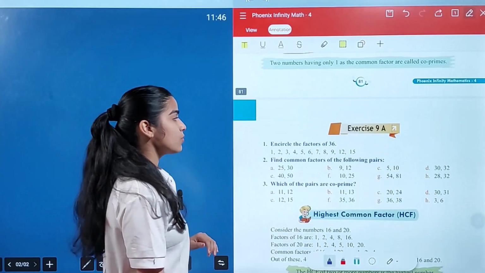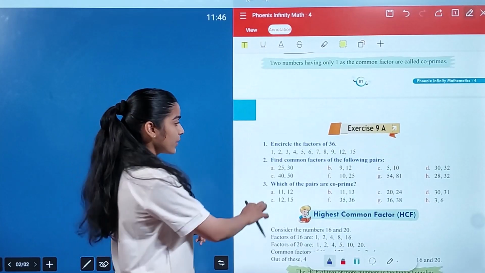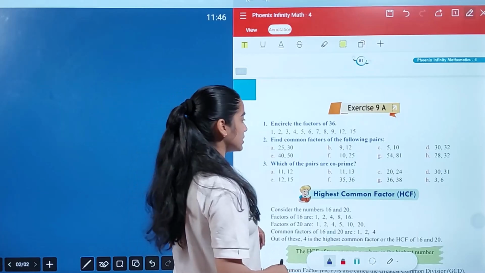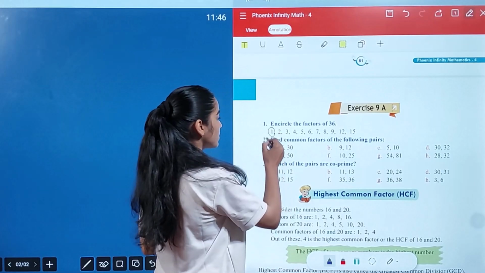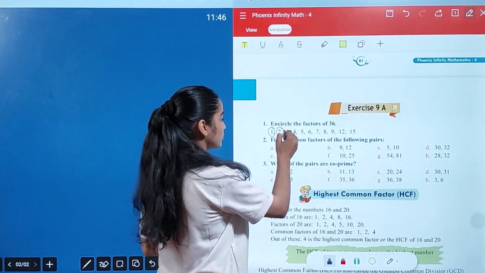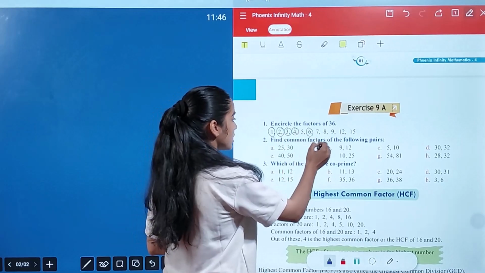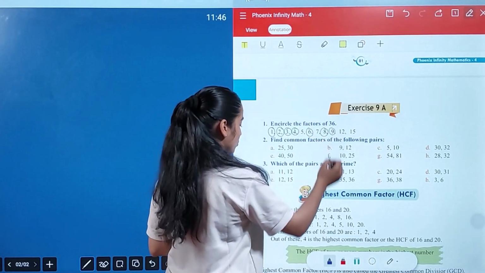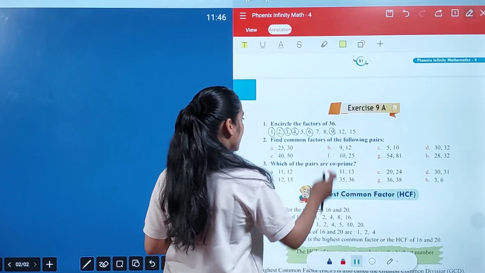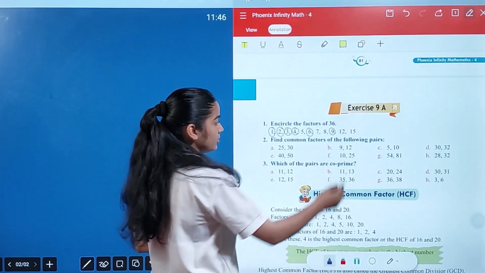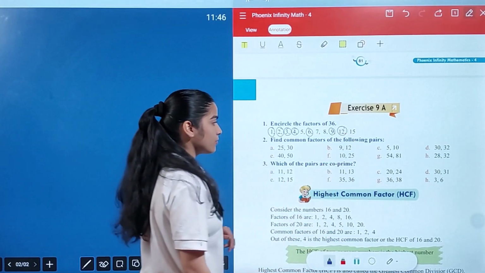Now we move forward to our exercise 9A: circle the factors of 36. So 1 is a factor of 36, and so are 2, 3, 4, 6, 9. No, 8 is not a factor of 36, and 12 is. So these are the factors of 24.